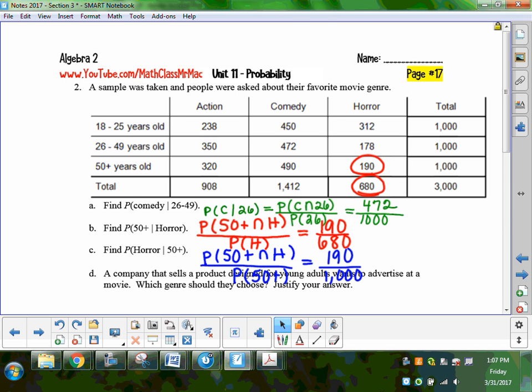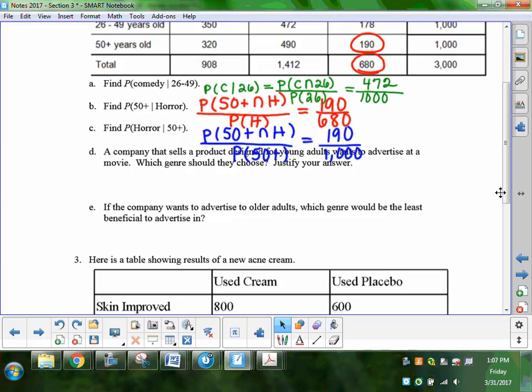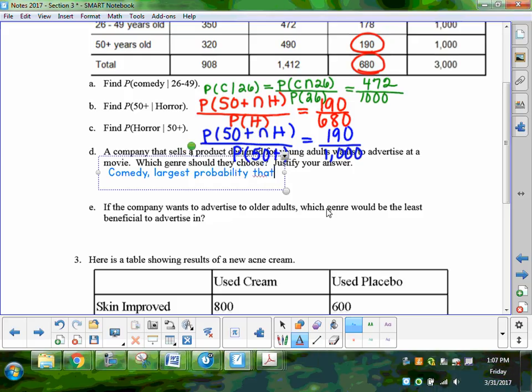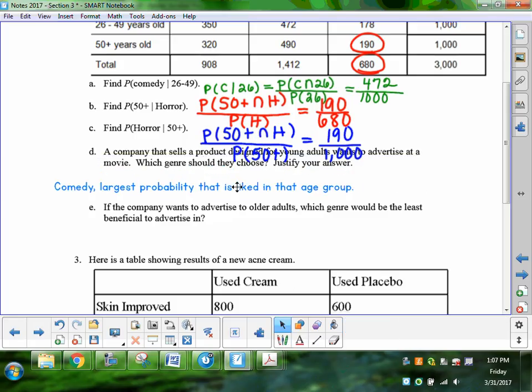Take a look at question D. Company wants to sell a product. They're going to advertise. Which genre should they go through and choose? This is going to be a big kid sentence. Which genre would they go through and choose? Talia? Why? Largest probability that is liked in that age group. Same thing she said, less writing, maybe.